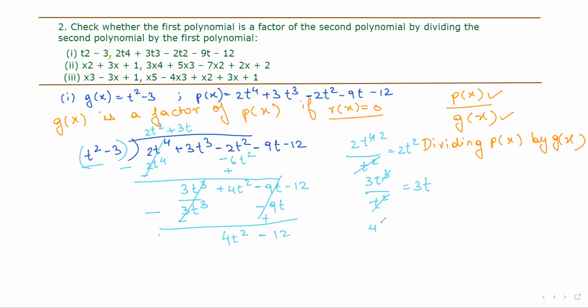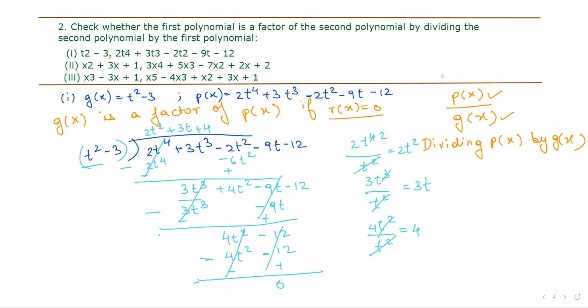Dividing 4t square with t square. Since the variables got cancelled out and the power of numerator and denominator is the same, the next step will give you the remainder directly. 4 has to be written over here, multiplied by g of x, you get 4t square minus 4 into 3 is 12. Subtraction, minus plus, and both the terms got cancelled. You're left with 0 as the remainder.